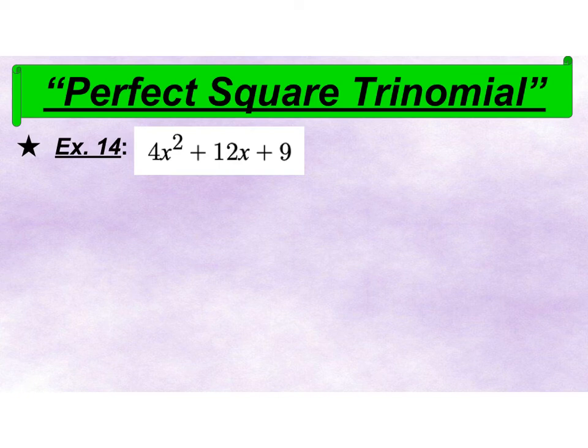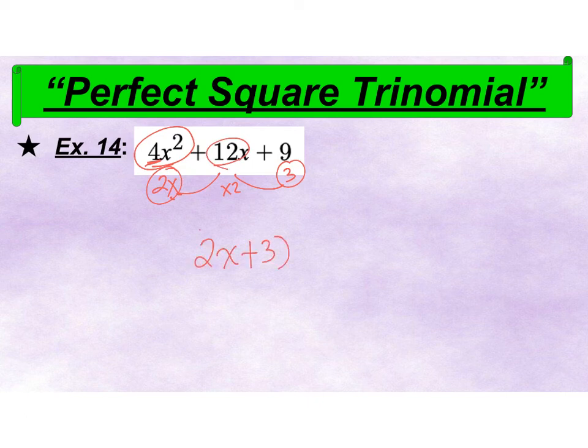All right, we do notice that a is not 1 anymore, but it's still a perfect square. The square root of that is 2x. The square root of this is 3. 2 times 3 times another 2 is doubled, so it's 12. So this one factors to 2x plus 3, whole thing squared.